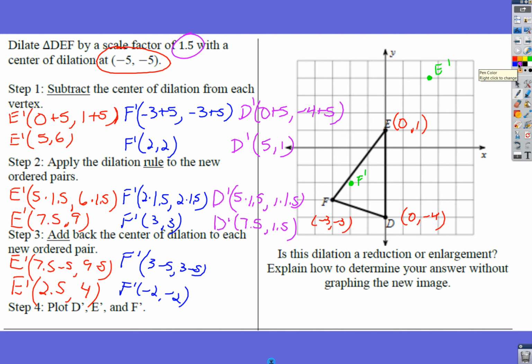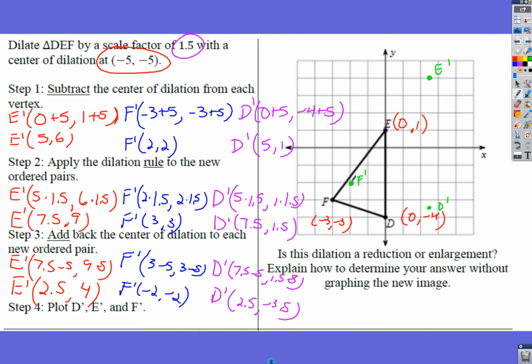And finally the purple. D prime is at 7.5 minus 5, 1.5 minus 5. So D prime ends up at 2.5, -3.5. 2.5, -3, so somewhere around here.